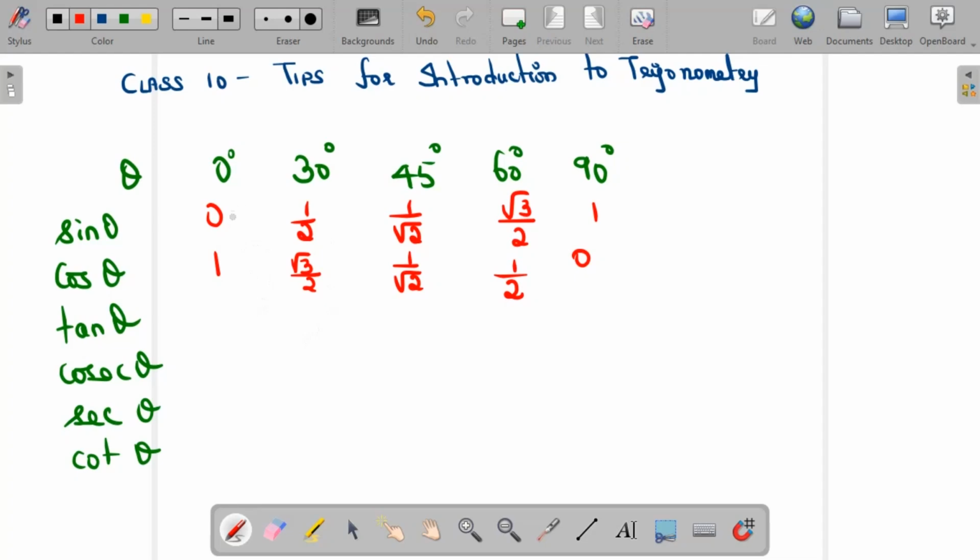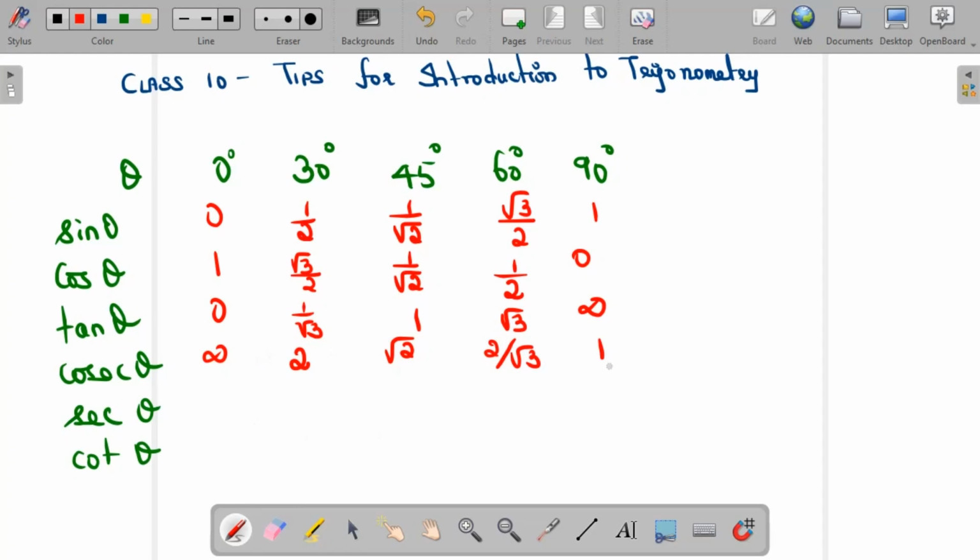Now for the tan value, simply divide. 0 divided by 1 is 0. 1 by 2 divided by root 3 by 2 is 1 by root 3. In this case, it will be 1. This will be root 3. And this is undefined. Now cosecant theta simply inverses: 1 by 0 is infinity. This value will be 2. This is root 2. This is 2 divided by root 3. And finally 1 by 1 is 1.